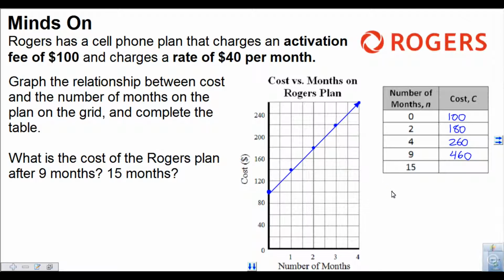Okay, so again, that was 40 times 9 plus the $100. So that's 360 plus 100, so that's 460. Now also, we can do the same thing for 15 months. It's $40 a month for 15 months, so that's 40 times 15 plus 100. So 40 times 15, that's 600 plus 100, so that's $700.